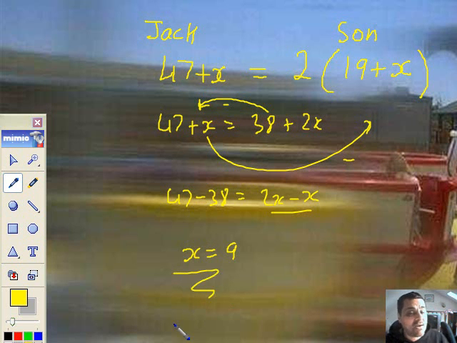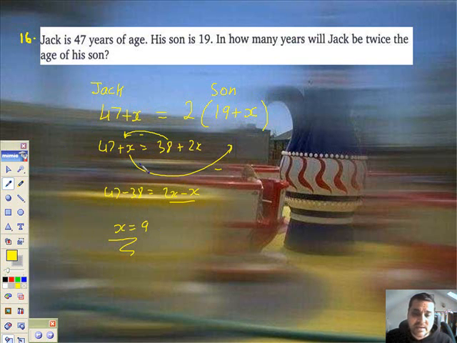Therefore, in 9 years' time, and I didn't use a trial improvement, I set up a proper equation at this grade level and solved it. I wasn't guessing. So in 9 years' time, Jack will be twice as old as his son.